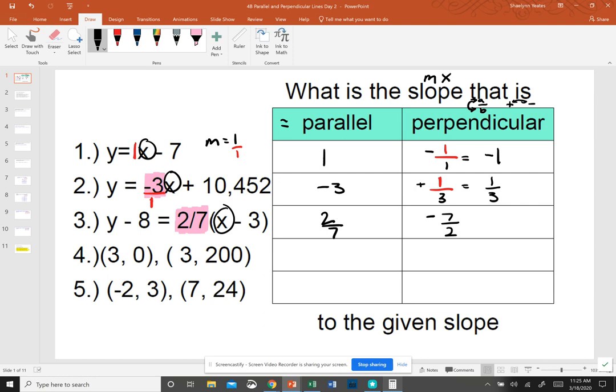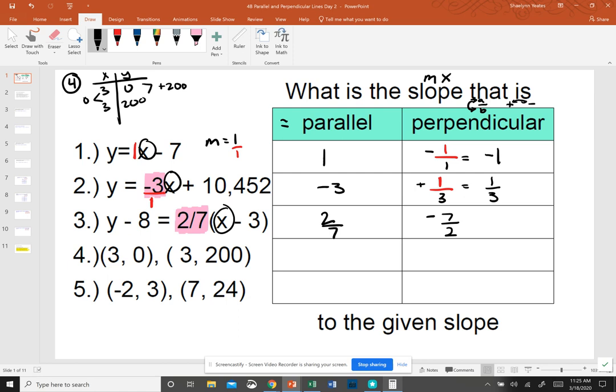Now on number 4, I like to make tables. So on number 4, I'm going to make a table up here. And I'm going to put 4 by it so we know it's problem number 4. Here's my x's, here's my y's. So I'm going to do 3, 0, and 3, 200. So my change in my x is nothing. But my change in my y went up 200.